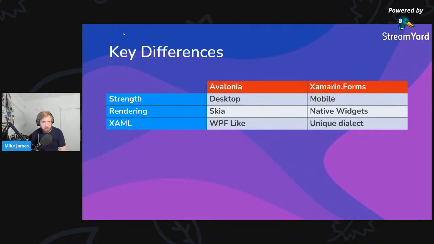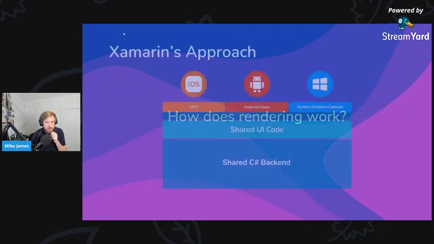The key differences, I would say, are around the strengths and the rendering. So the rendering on Xamarin.Forms, as we all know, is a native widget. You ask for a button on iOS, you get a UIButton. With Avalonia, you're using Skia, or they're using Skia. This is a really key difference.